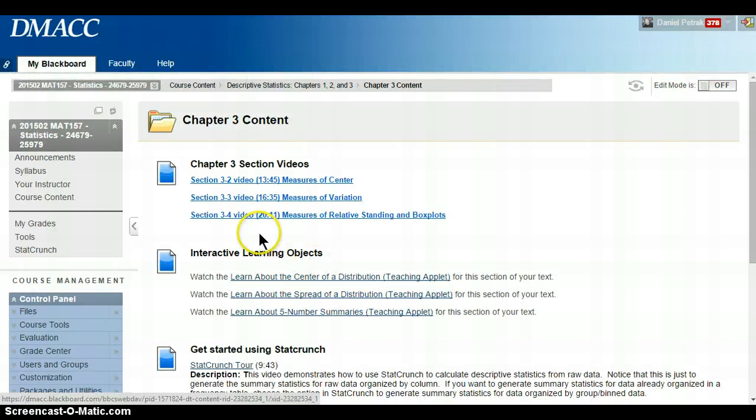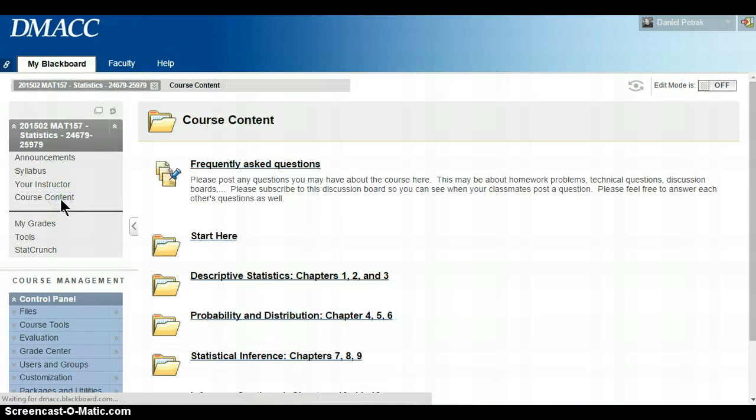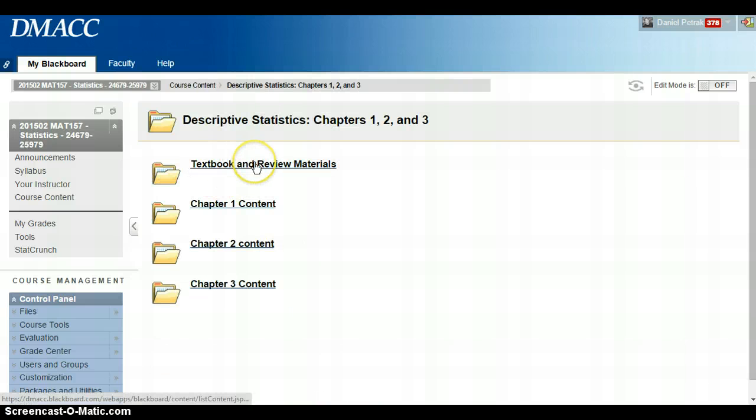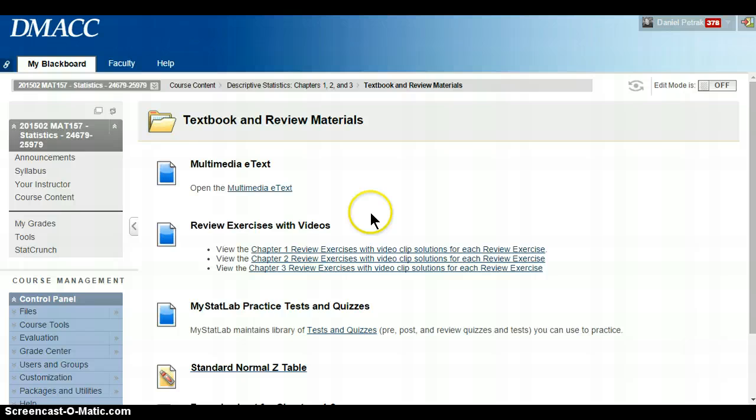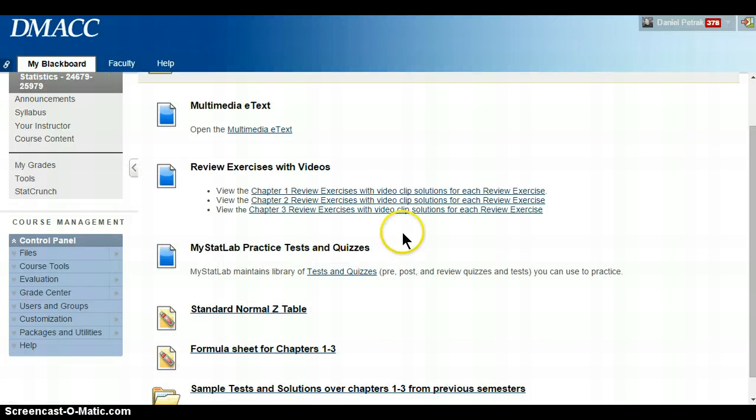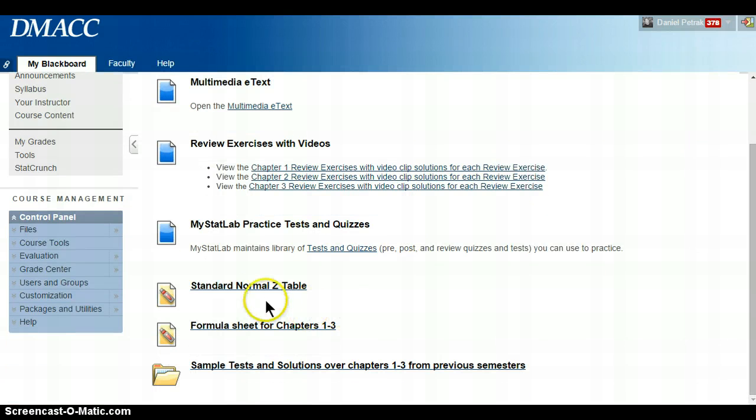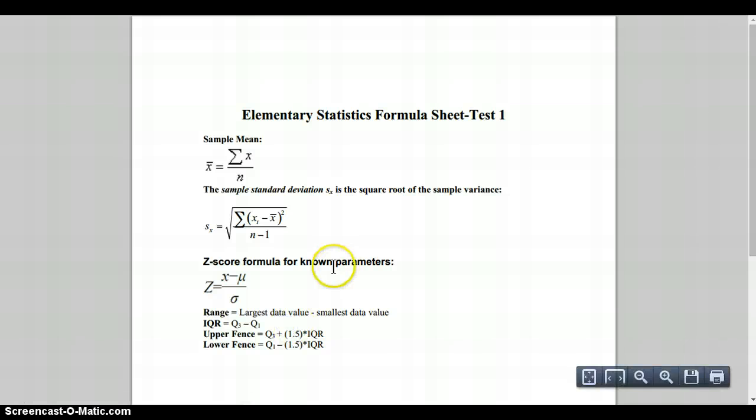And then once you get through that, I would go under course content, and after this chapter's 1 through 3 folders, it says textbook and review materials. This will give you a really good idea of what you're going to have in this first exam. So right here I've got a link to the standard normal tables, which you'll have for your first exam, and here's the formula sheet for the first exam.